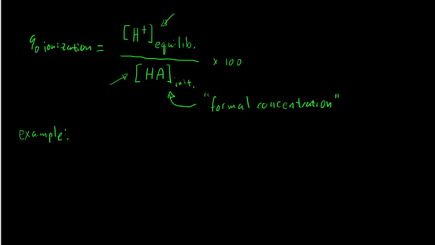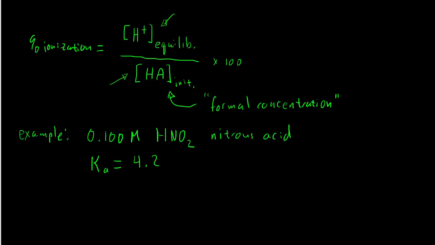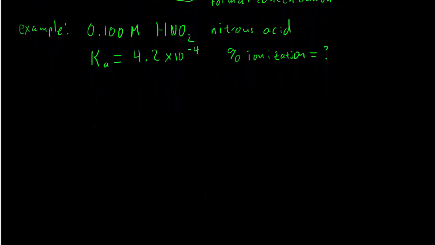In this example problem, we're going to imagine that we're starting off with 0.1 molar nitrous acid, HNO2. So that's nitrous acid. At 25 degrees Celsius, nitrous acid has an acid dissociation constant of 4.2 times 10 to the negative fourth. And we want to know, well, what is the percent ionization? So what is the percent ionization of this weak acid? So if you have a 0.1 molar solution, how many of those nitrous acid molecules will actually break apart? 90%, 50%, 2%, 0.01%? We don't know. We're going to figure that out.